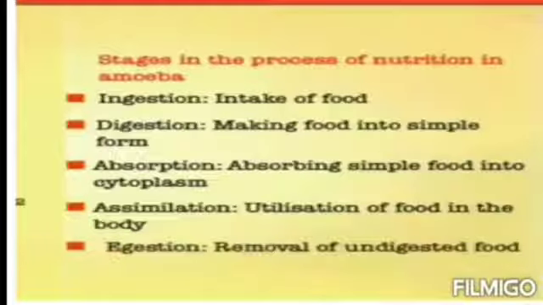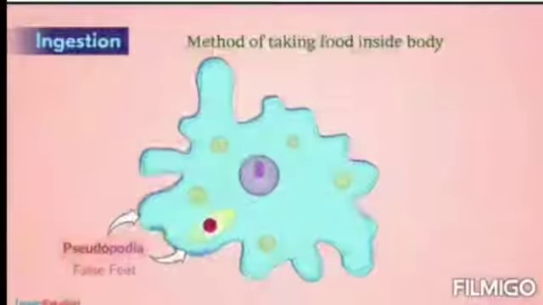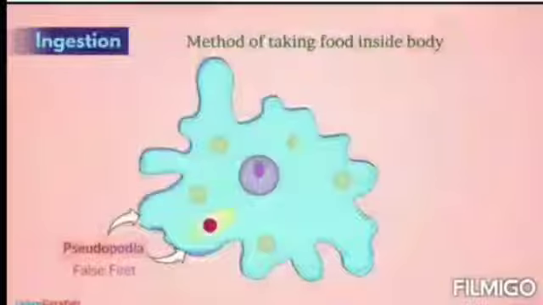In amoeba, nutrition is carried out in 5 different steps, just like in other organisms. The stages in the process of nutrition in amoeba are ingestion, digestion, absorption, assimilation and egestion. In the process of ingestion, amoeba, a single-celled organism, pushes out one or more finger-like projections called pseudopodia or false feet. These pseudopodia or false feet are used for movement and capture of food.